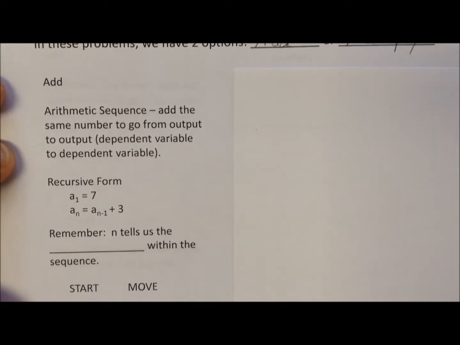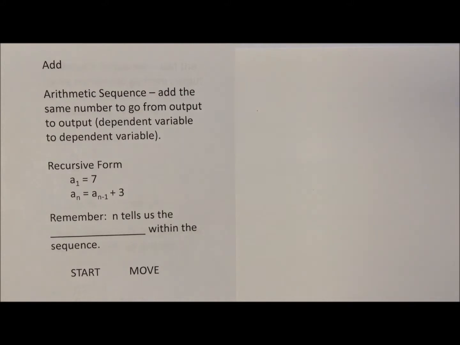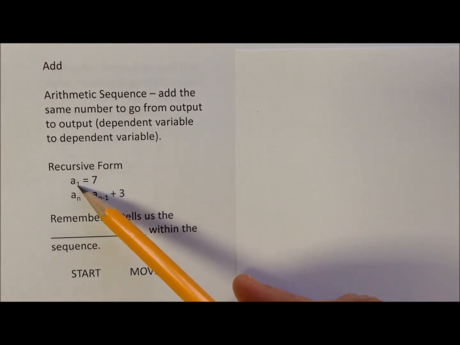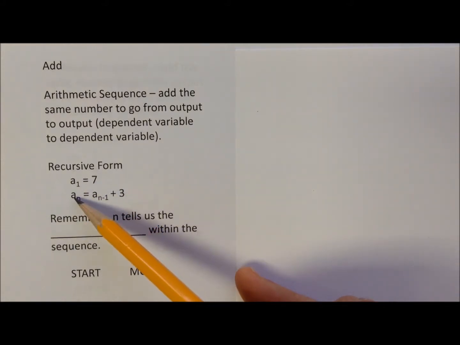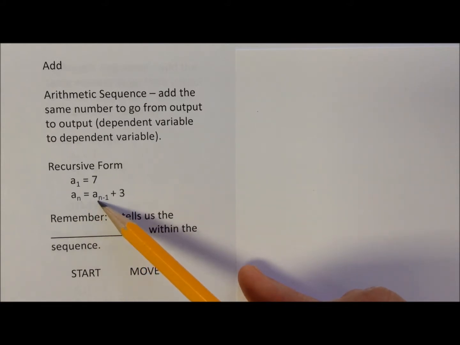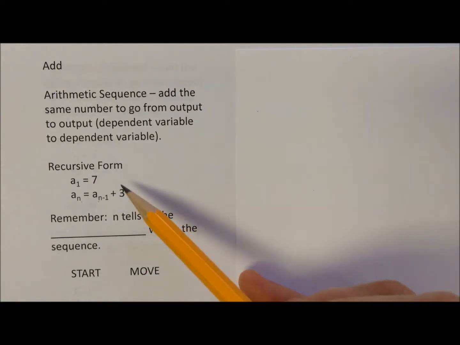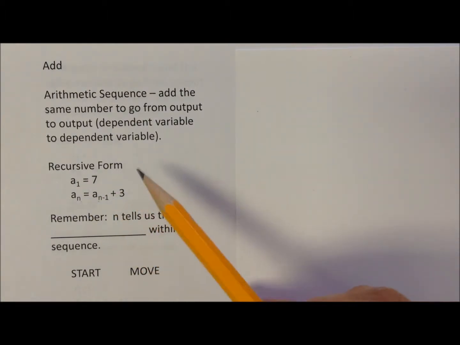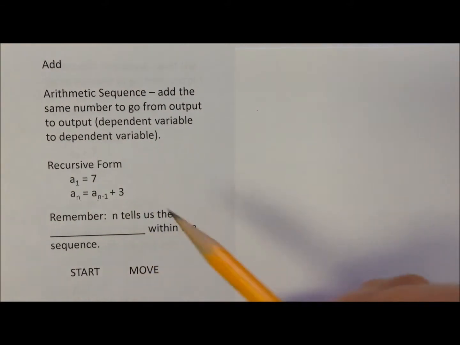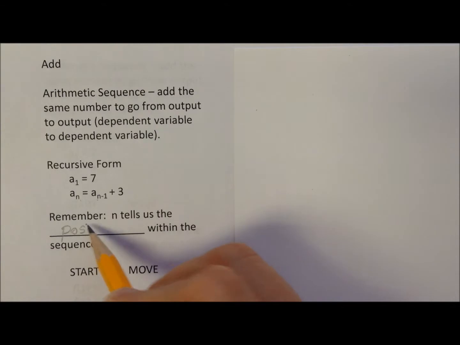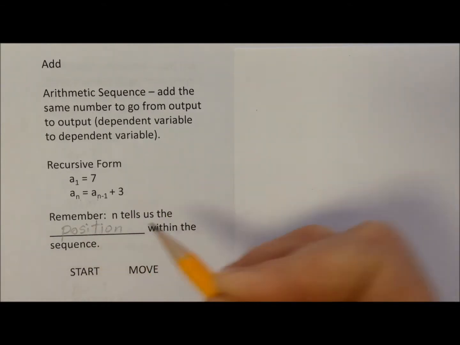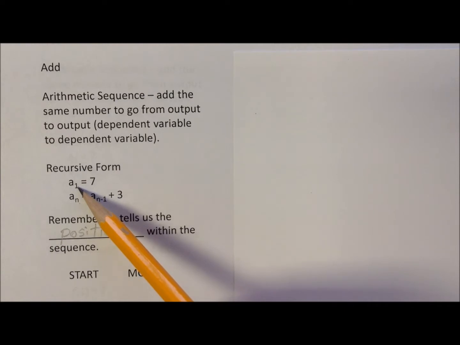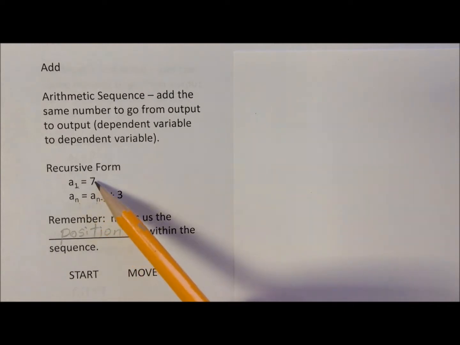Now, we have this funny looking thing called recursive form, and we have subscripts. This is a sub 1 is equal to 7. And the other equation is a sub n equals a sub n minus 1 plus 3. Now let's clarify some of these letters. n tells us the position within the sequence. So if n is 1, like it is right here, that tells us the first number in the sequence.